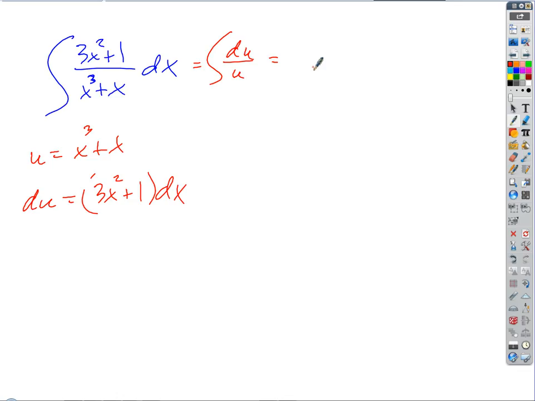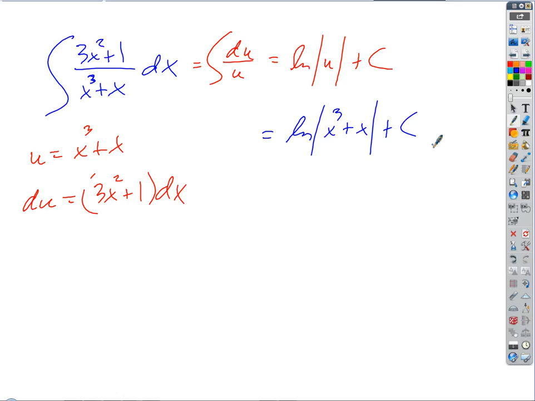What's that look like? Natural log, right? Absolute value of u plus c, which is equal to natural log, absolute value, of x cubed plus x plus c. Braden, we need the absolute value bars there? Yes, we do. Good. Good job, Braden.